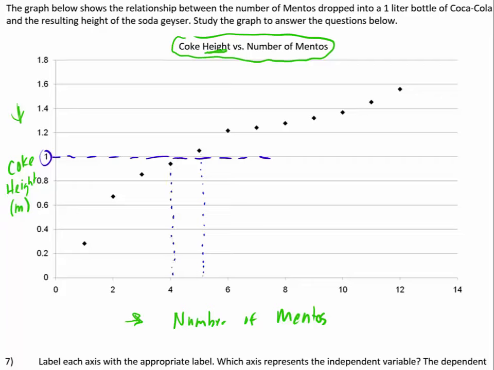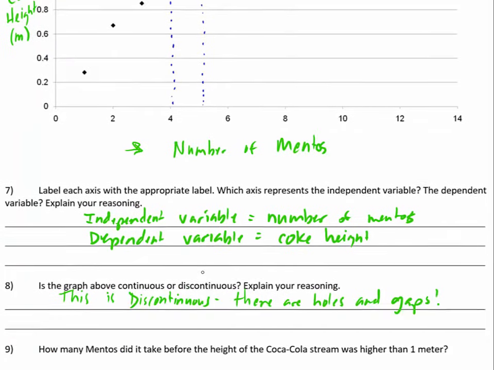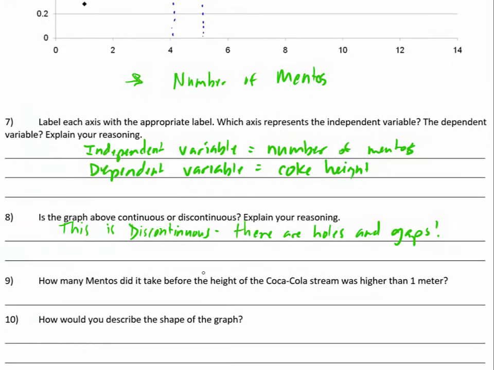So from 4 Mentos we were below, then at 5 Mentos we were above. So at 5 Mentos, the stream or the fountain of soda was larger than 1 meter.